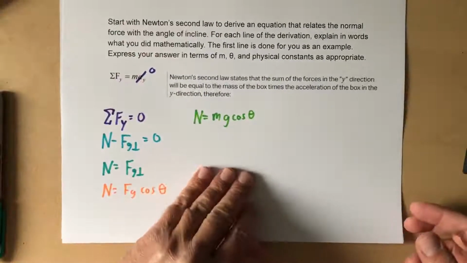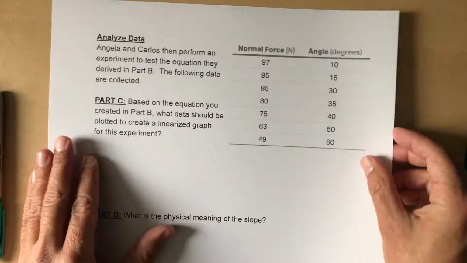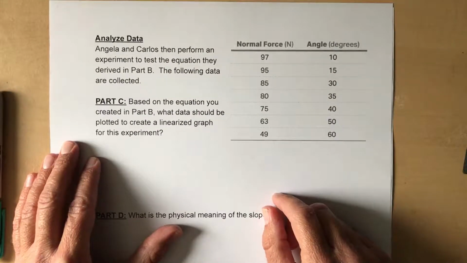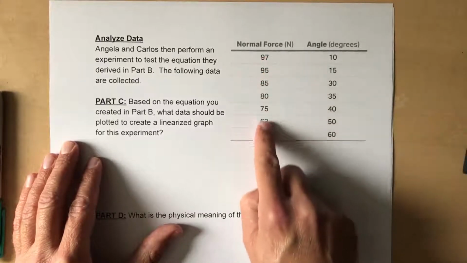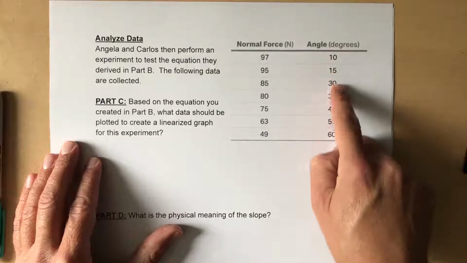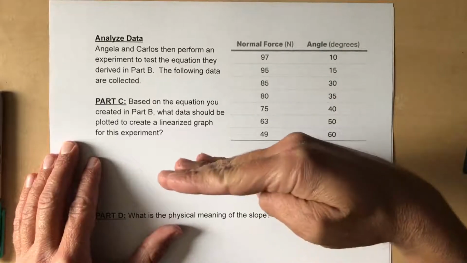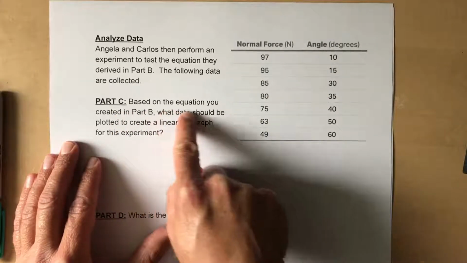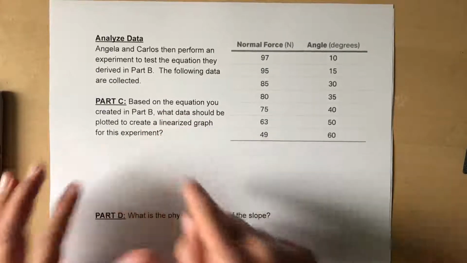So the next thing is, they say Angelo and Carlos then perform an experiment to test the equation that they derived in part B. The following data are collected. They've got all these different normal forces and all these different angles. Maybe they put the thing on a scale, and that would measure the normal force as they tip the scale up. So part C says, based on the equation you created in part B, what data should be plotted to create a linearized graph for this experiment?